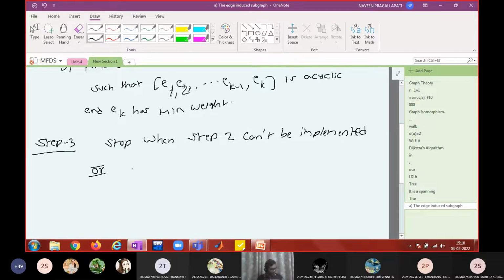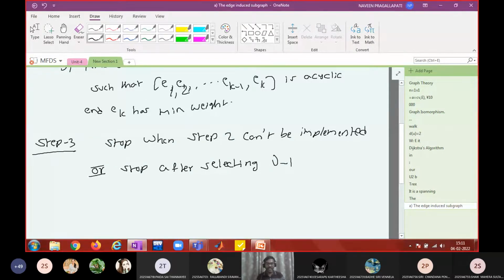Or stop after selecting n minus 1 edges, because a tree with n minus 1 edges, where n is the number of vertices, is a graph that is acyclic and connected, and having n minus 1 edges is going to be a tree. So I think, yeah, that's it.